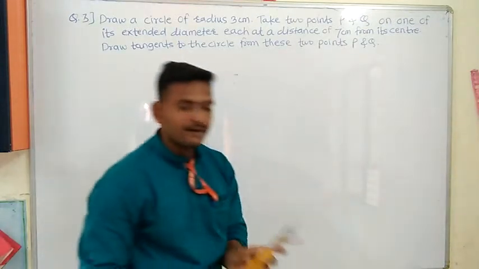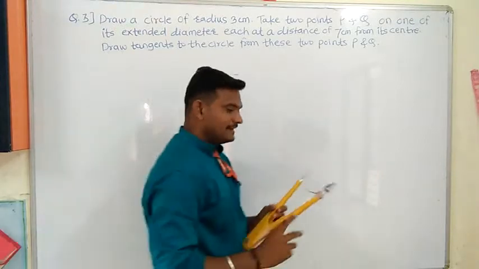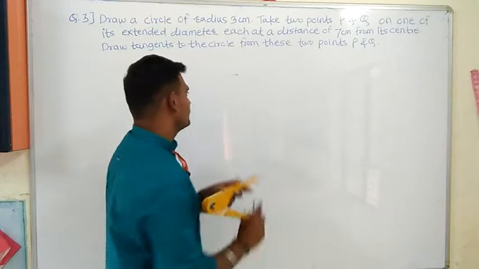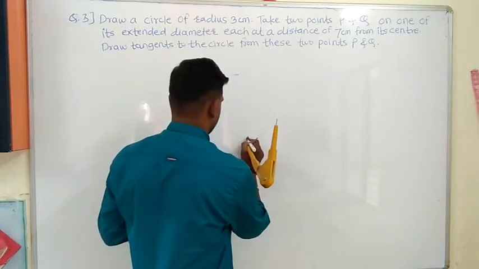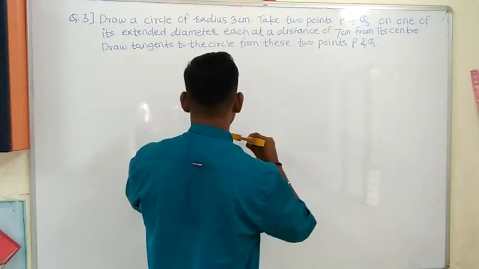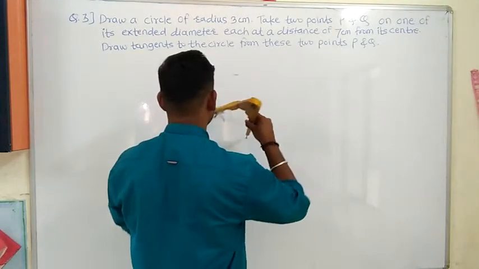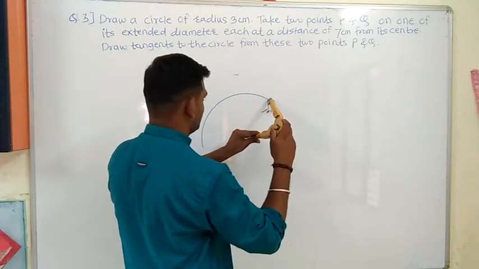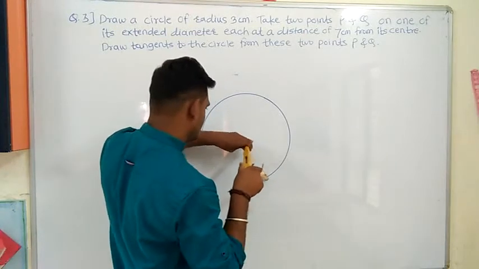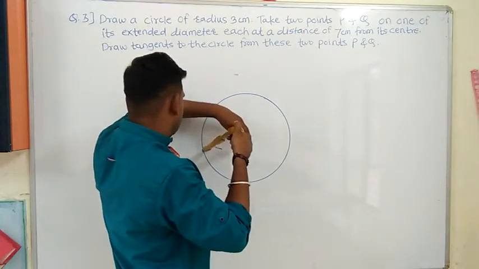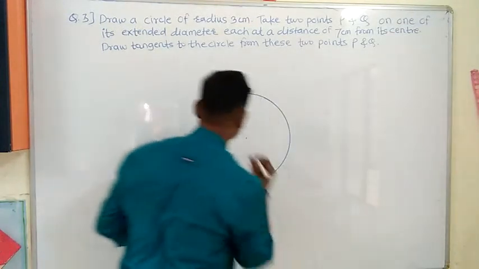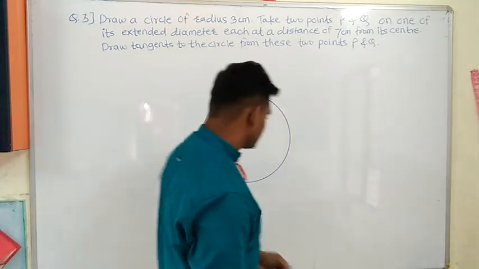First, take a compass. In the compass, take a distance of 3 centimeter. I will take a distance of 3 centimeter in the compass and draw a circle. This is a circle which has a radius of 3 centimeter. This is the center of the circle.